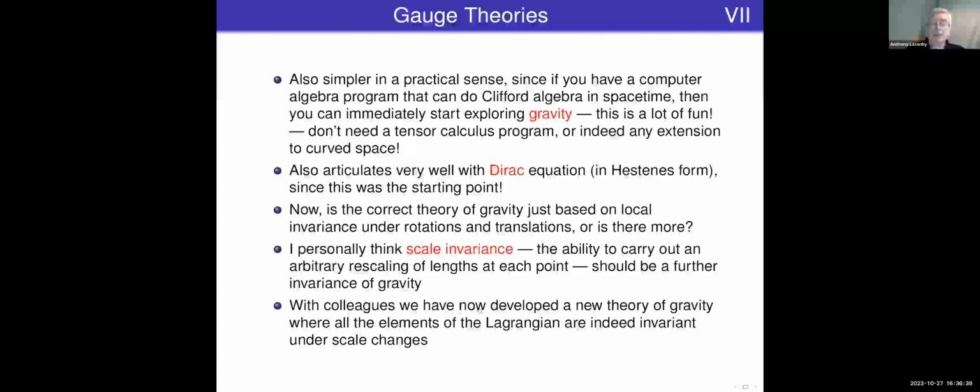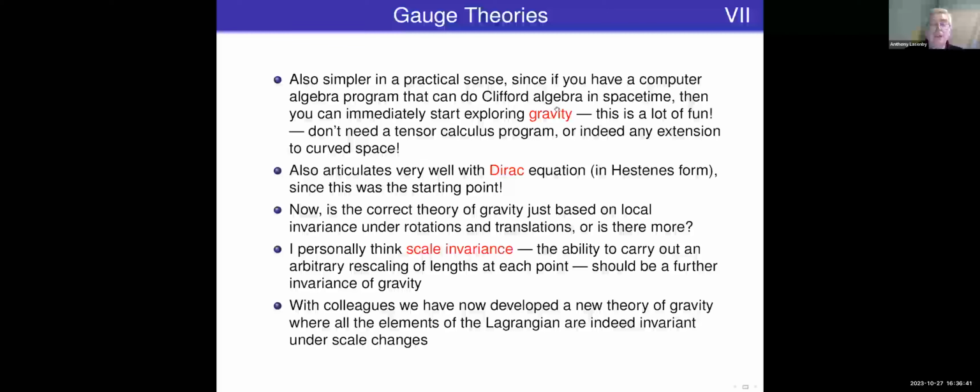If you're trying to do it on a computer program, you don't need any tensor calculus package or any extension to curved space. You just do it as Clifford algebra in space-time. And it articulates very well the Dirac equation, since that was our starting point.